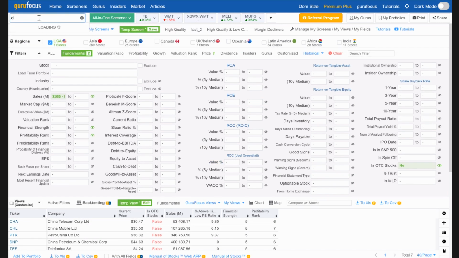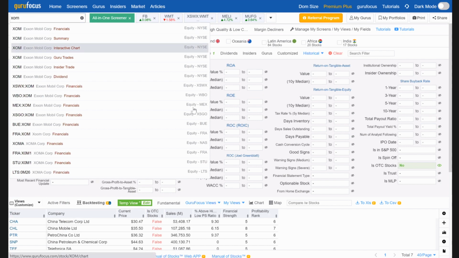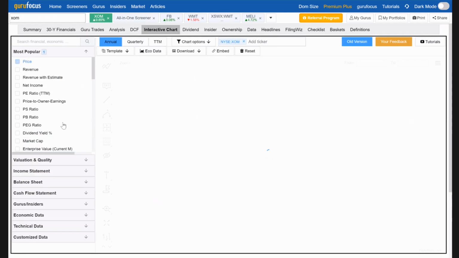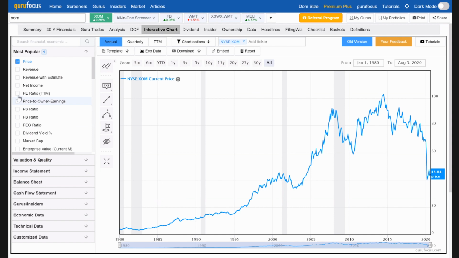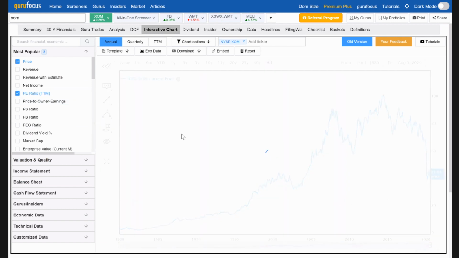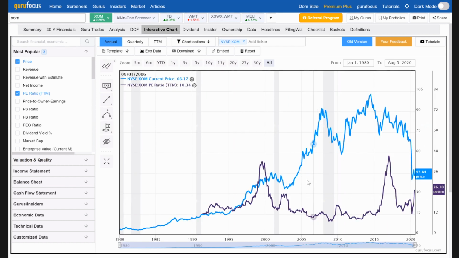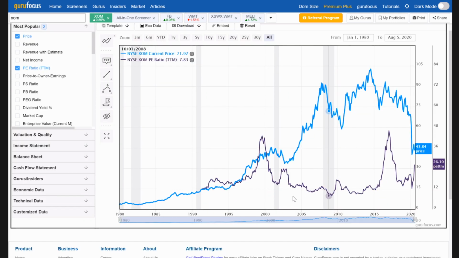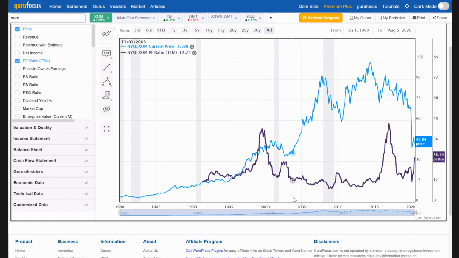For instance, ExxonMobil, if I come to the chart and we look at the PE ratio of ExxonMobil, the PE ratio actually doesn't give you a very good picture here. For instance, here in 2015, it tells you the PE ratio is very low. The PE ratio is only 12. Although the stock price was very high, the PE ratio is very low. But is the stock cheap? Actually, no.